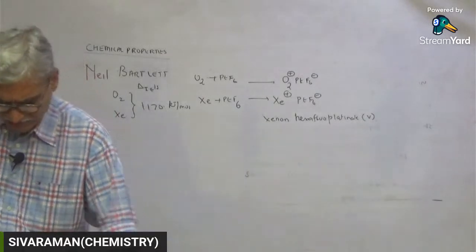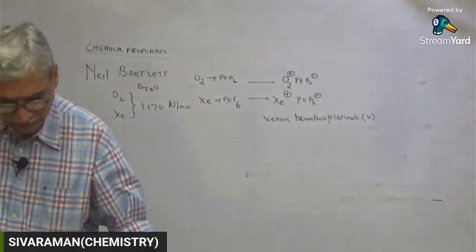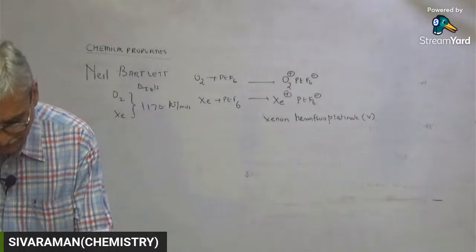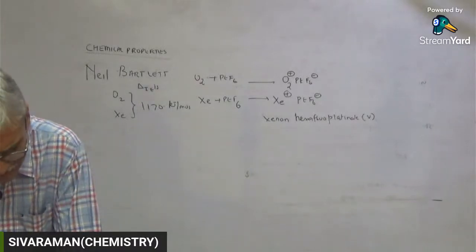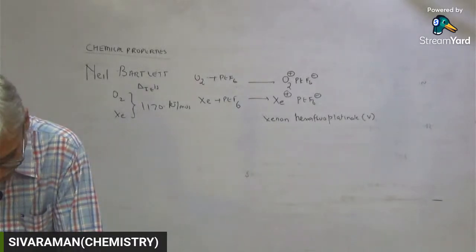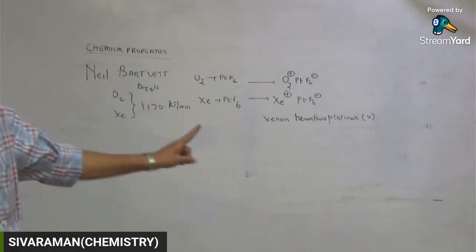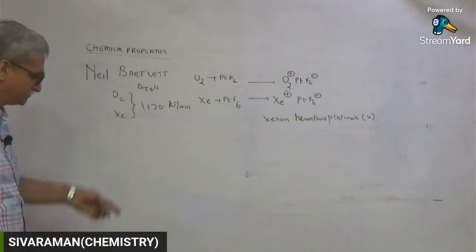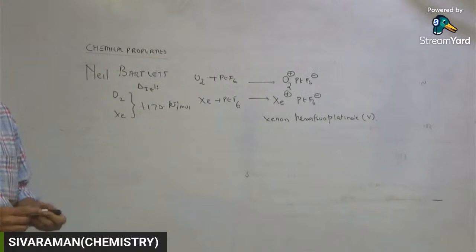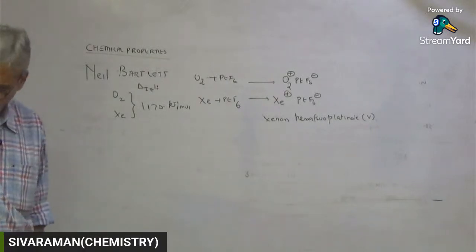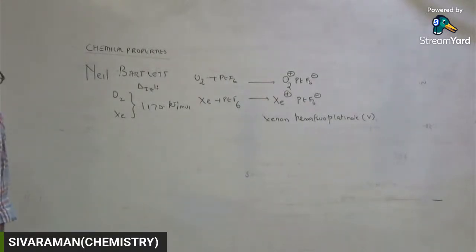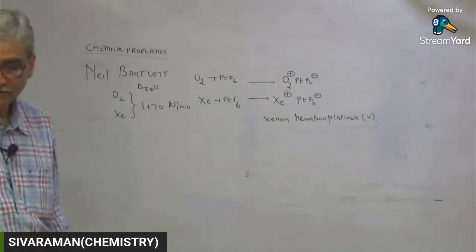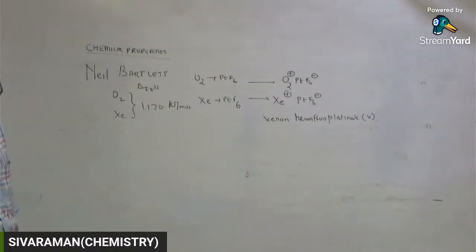Some more such fluorine compounds were found. Take down this, it's very, very important. This is the only successful compound that we found for the inert gases.